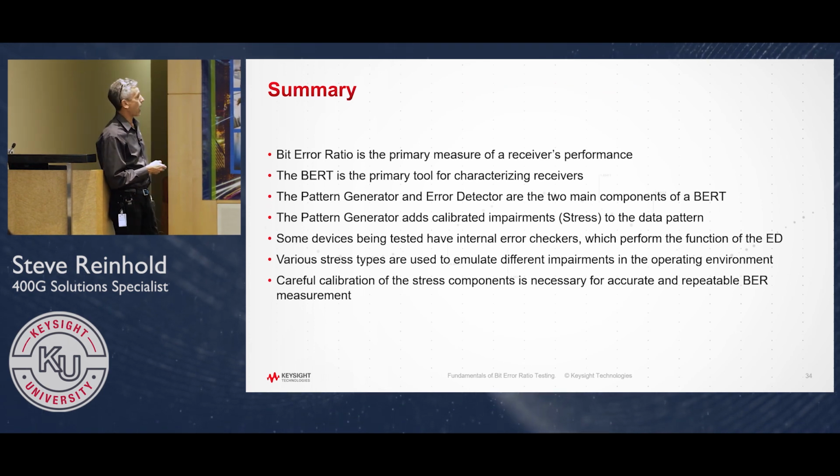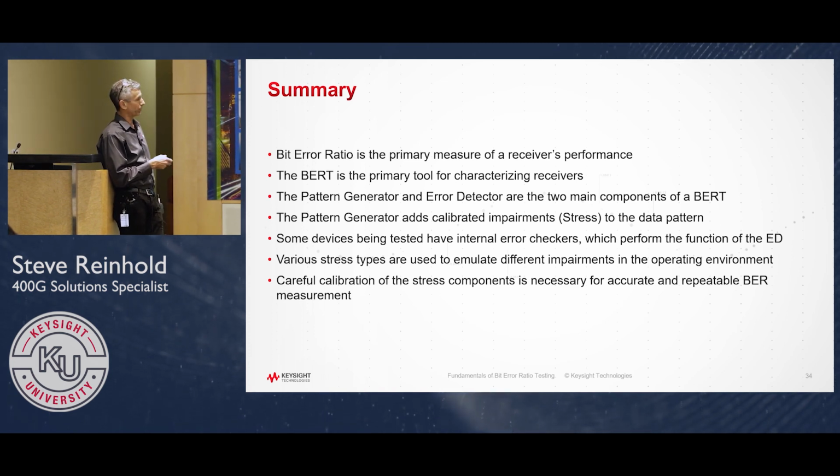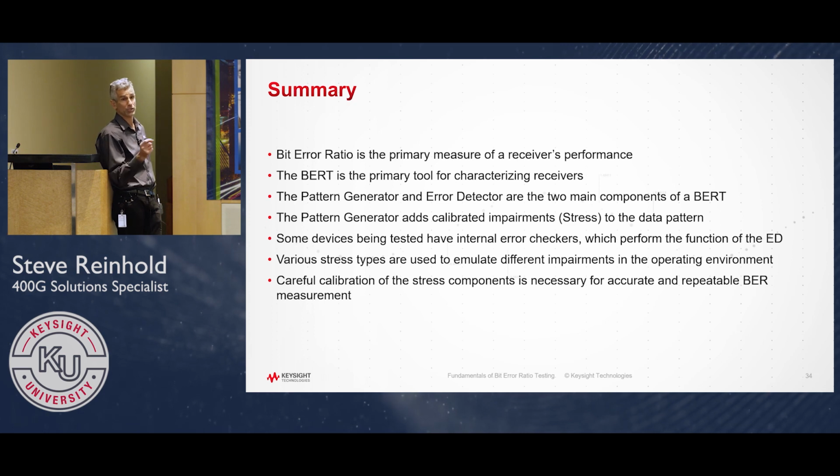This is my summary slide, so we're almost done. Bit-error ratio is a primary measure of a receiver's performance. And the BERT is the primary tool that you use for characterizing them. We talked a bit about the fact that you can use an AWG depending on what your precise requirements are. Pattern generator and error detector are two main components of a BERT.